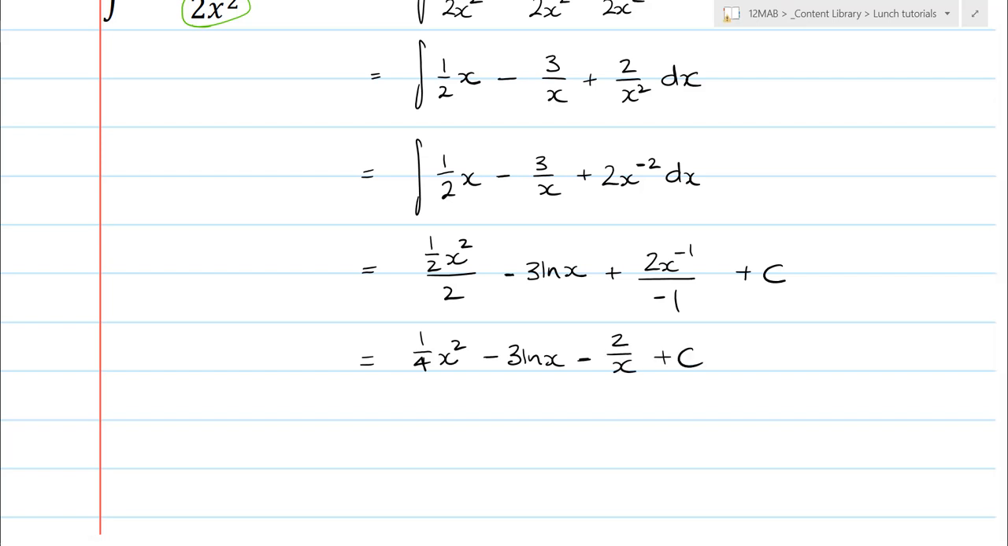So that last term is the trickiest one to transform, but that minus 1 has just become the minus there. X to the negative 1 has just become the 1 over x, and of course I'm left with that 2, which I've really done nothing to, and left there.